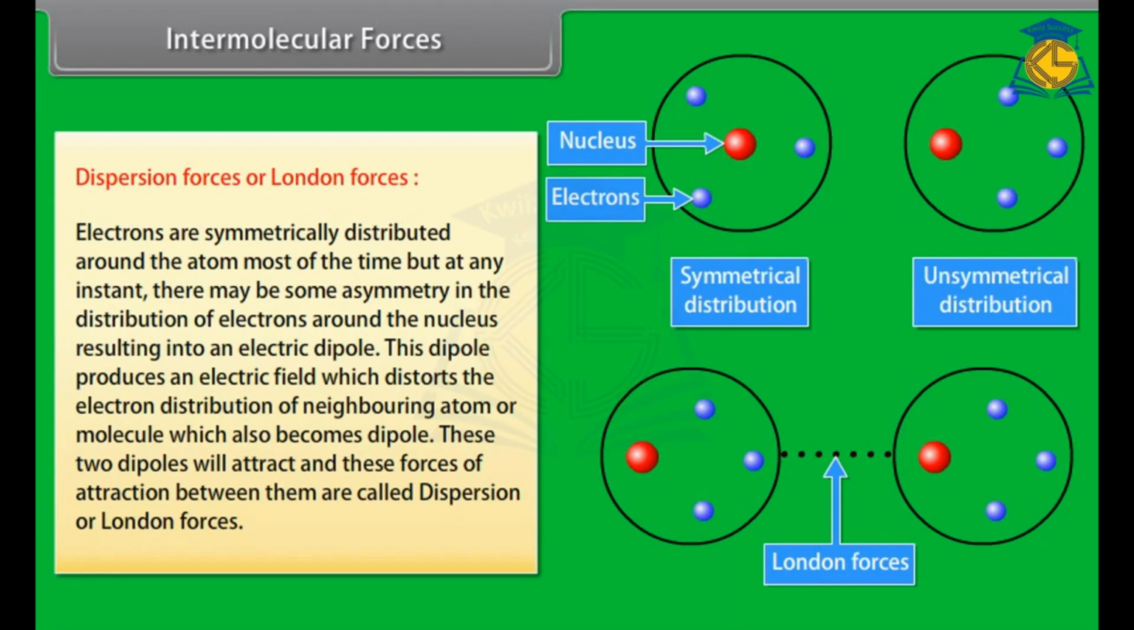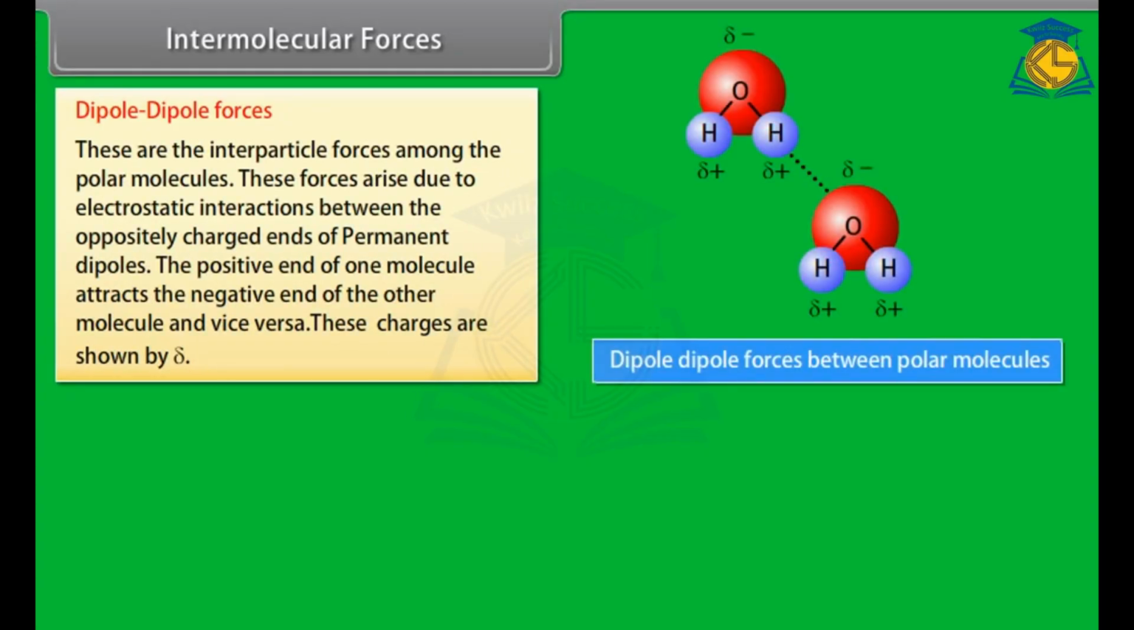For example, one atom has symmetrical distribution and the other has unsymmetrical distribution, and the atom with unsymmetrical distribution distorts the electron distribution of the other atom, resulting in a force of attraction. Dipole-dipole forces. These are the interparticle forces among the polar molecules. These forces arise due to electrostatic interactions between the oppositely charged ends of permanent dipoles. The positive end on one molecule attracts the negative end of the other molecule and vice versa.